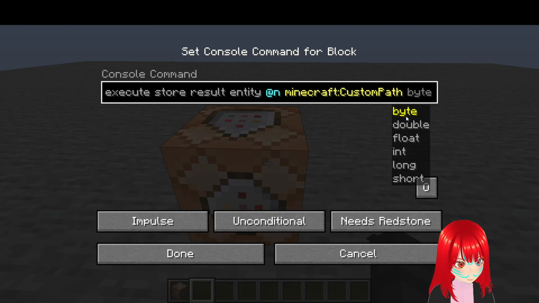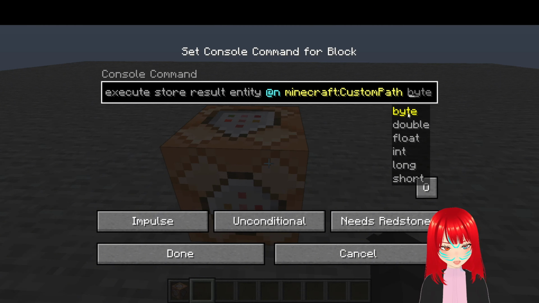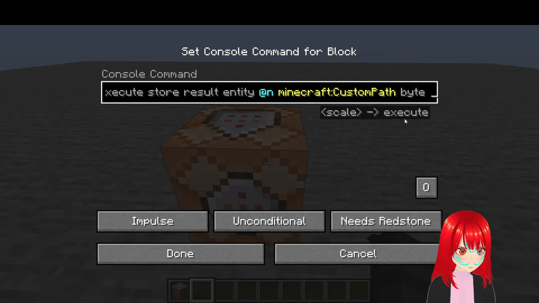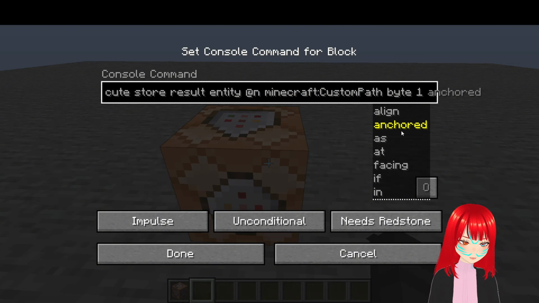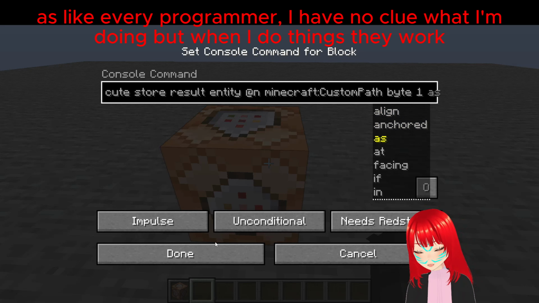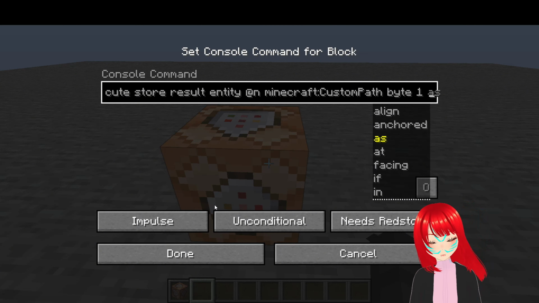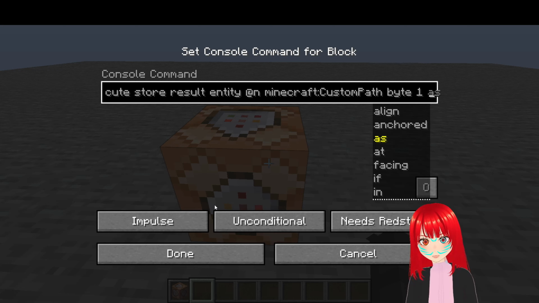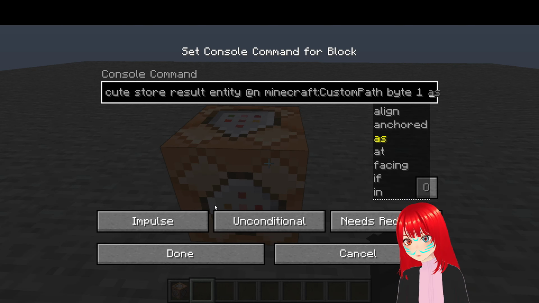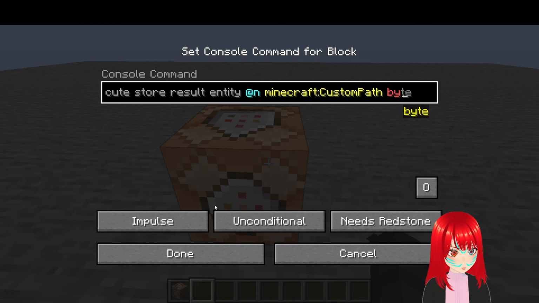But yeah. So there's byte, there's double, there's float, there's int, and long and short. I think you want to store it as a byte, but I don't remember. Scale 1, and then you can go and run whatever other command. Now, I don't know if this is true, okay? I use this so rarely, and the only time I used it was to store an entity's data so that way I could reference it later. And I ended up deleting it anyway because I found out a different method.